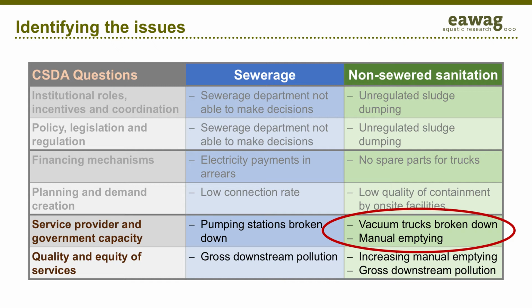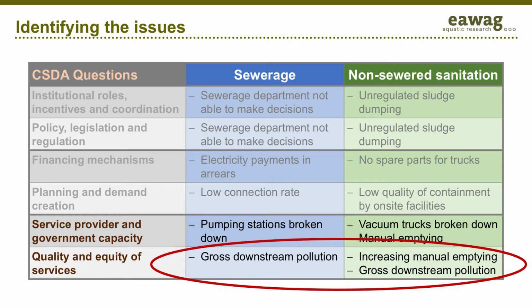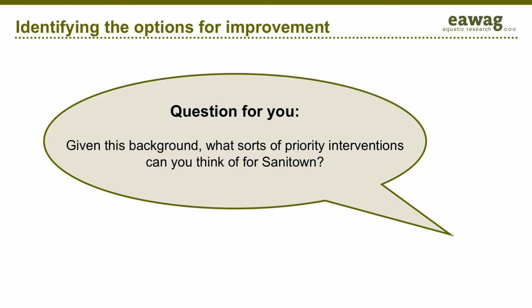And although an international NGO has demonstrated how the manual emptiers could upgrade their services to an acceptable level, there has been no programme to train and equip them. The generally poor quality of sanitation services causes gross downstream pollution, making the prawns caught nearby unfit for human consumption. Failure to consider the needs of the growing informal settlements has led to an increase in manual emptying as the only available alternative.